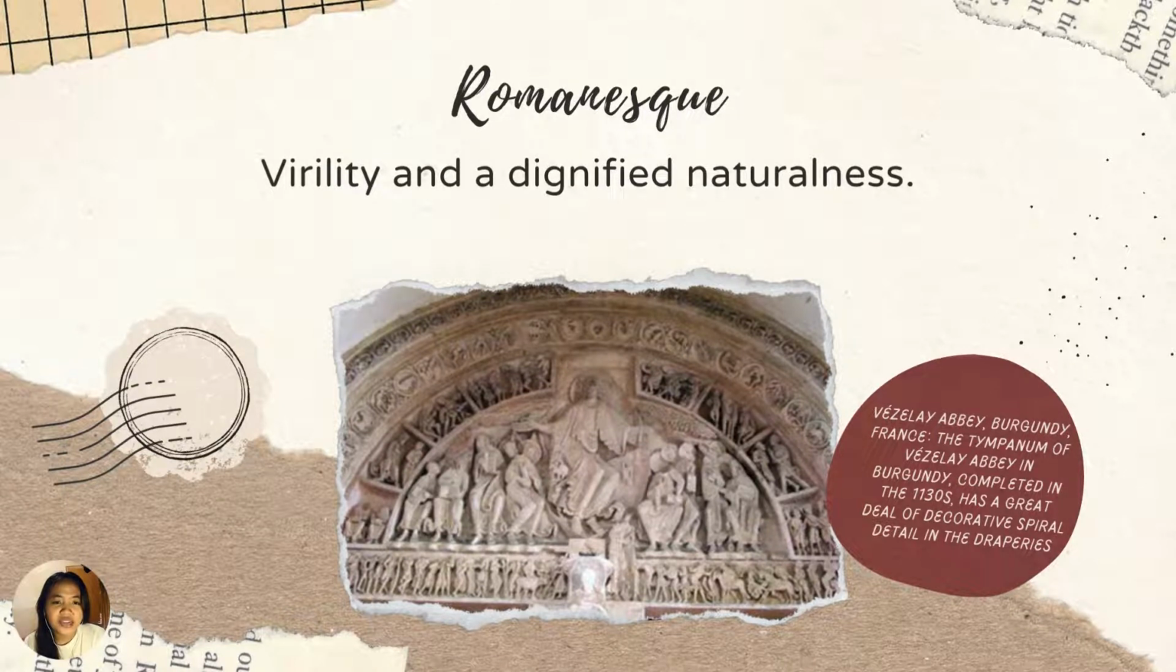Romanesque, virility, and a dignified naturalness. Romanesque art is the art of Europe from approximately 1000 CE to the rise of the Gothic style in the 13th century or later, depending on the region. Most Romanesque sculpture is pictorial and biblical in subject. A great variety of themes are found on building capitals, including scenes of creation and the fall of man, the life of Christ, and the Old Testament.